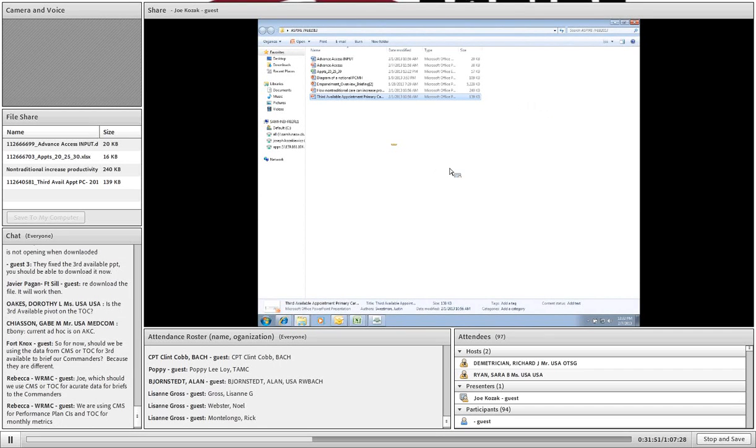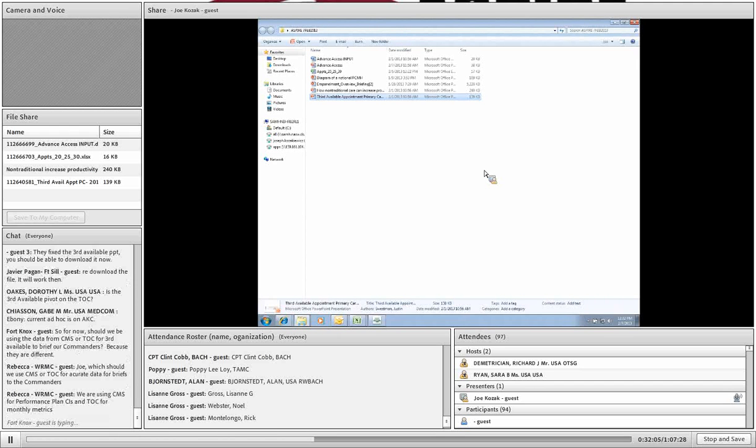Two different folks want to know what they should be using to brief their commanders. CMS data or TOC data? Okay, currently they're going to have to use TOC data, and the reason being CMS isn't up to date. As they get CMS up to date, it's the same report.